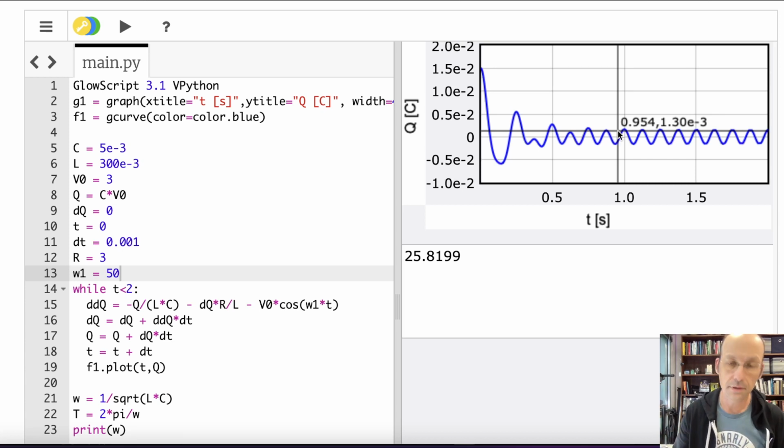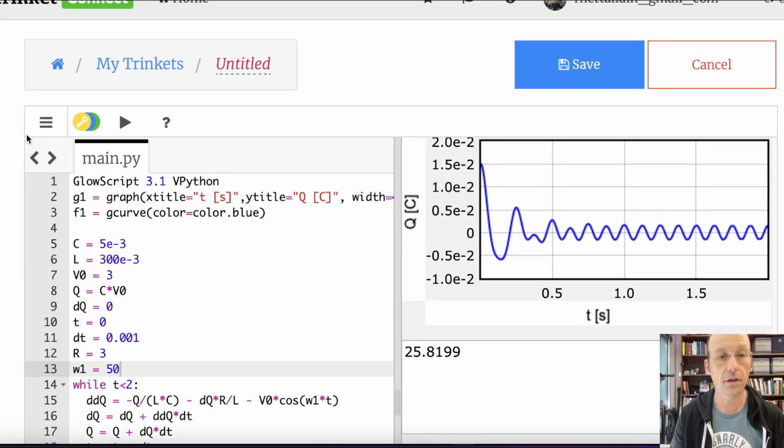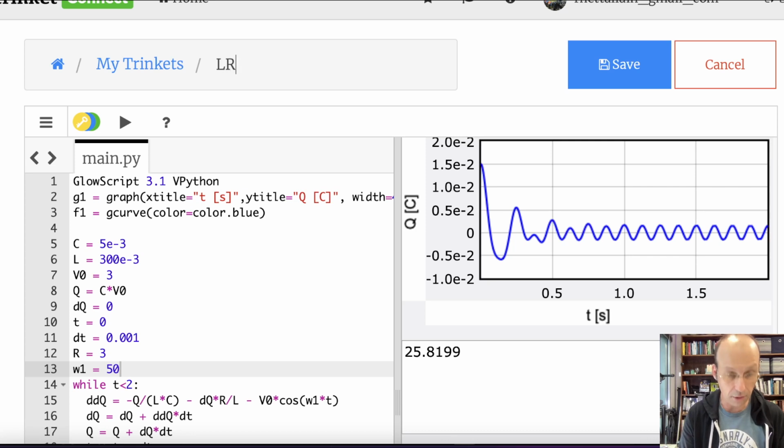Okay, so saving this, let me save this. Did I save it? No, I didn't even save it that whole time. LRC circuit example. Okay.